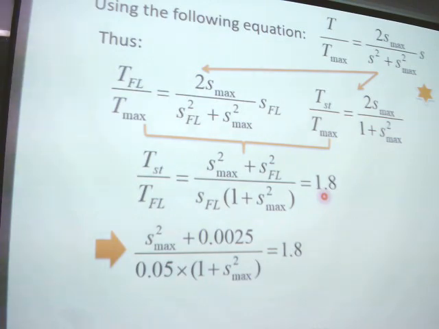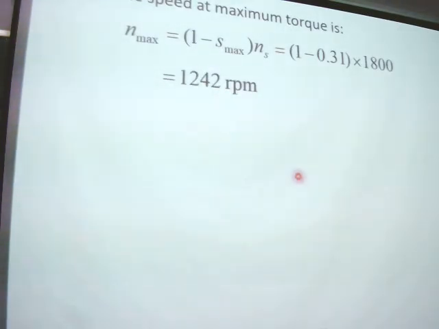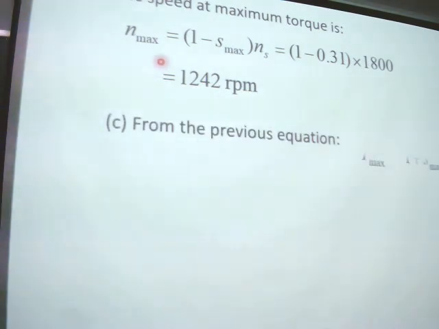We can get the max slip from these equations. We can get the max slip squared, and we get 1.31. If we have the max slip, we can calculate the speed at max torque, just with this expression.